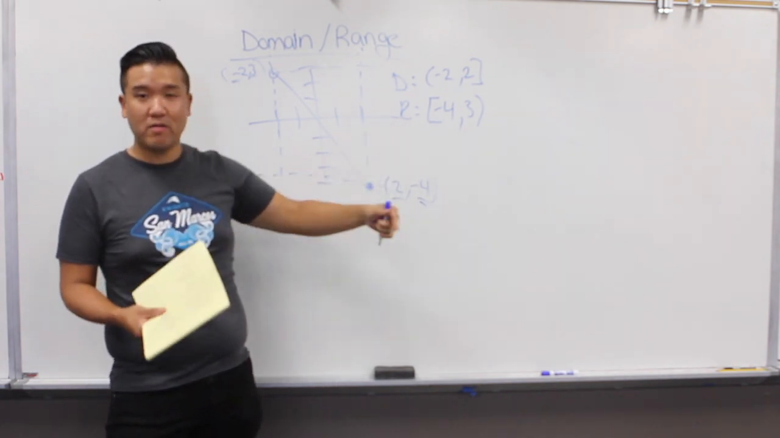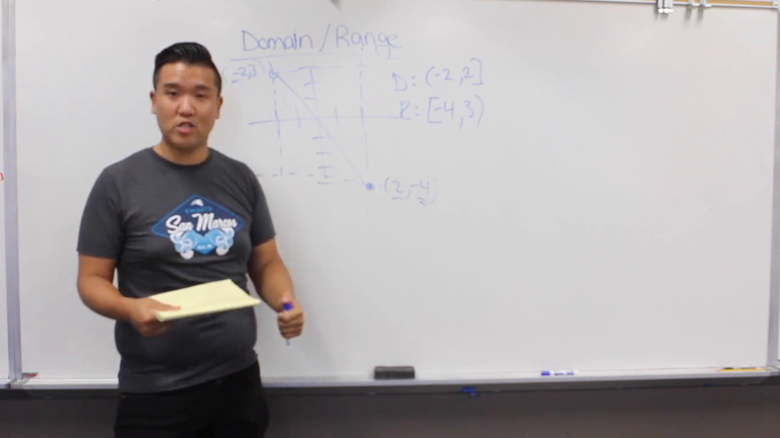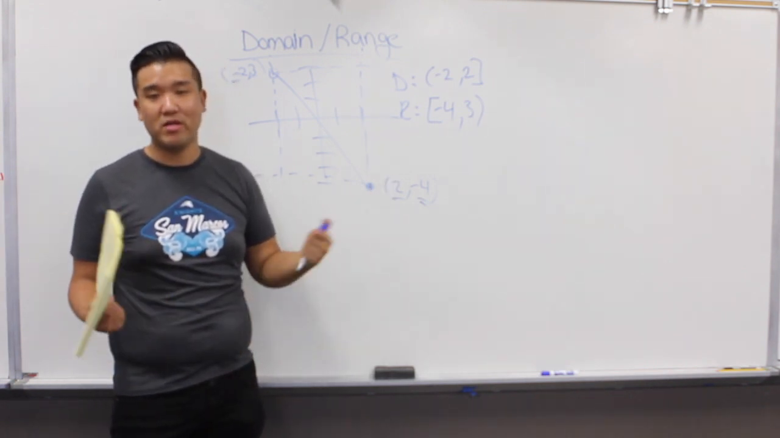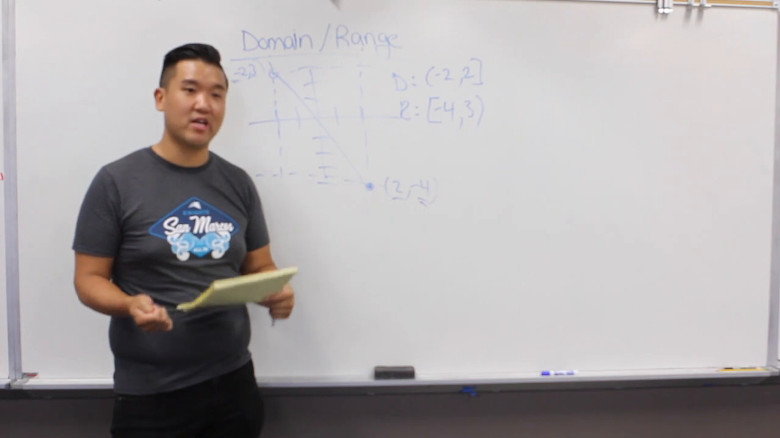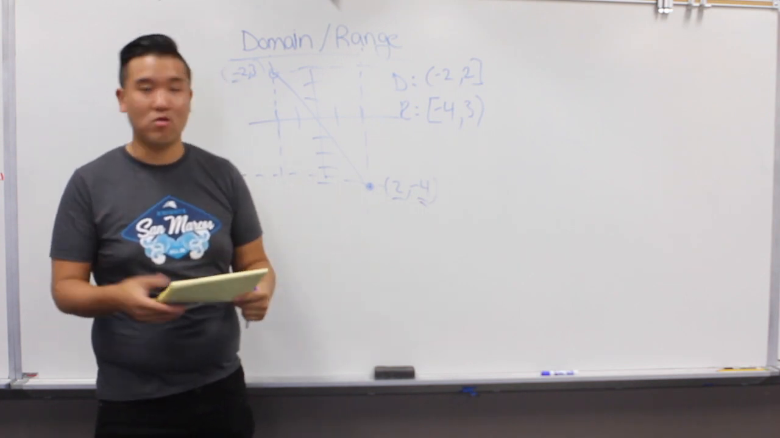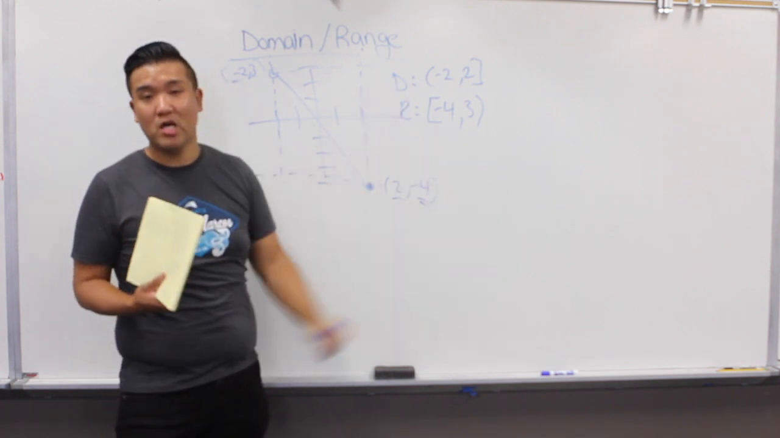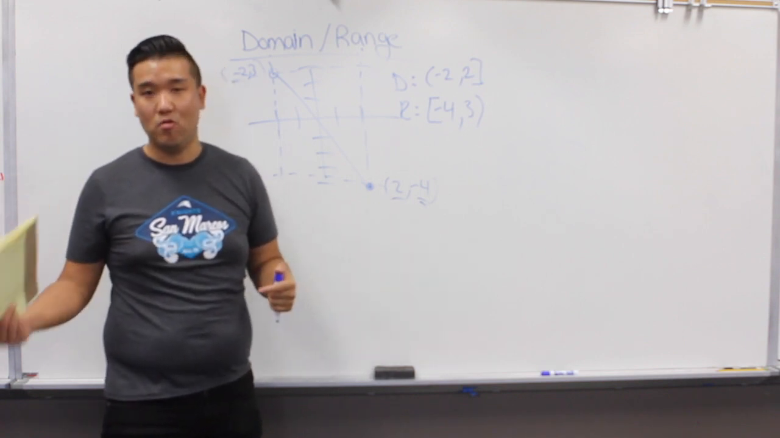So always remember domain, D comes before R, range, so X comes before Y. That's probably the easiest way to memorize it. If you get confused with is domain my X's or my Y's? Well, D comes before R in the alphabet, so X comes before Y in the alphabet.